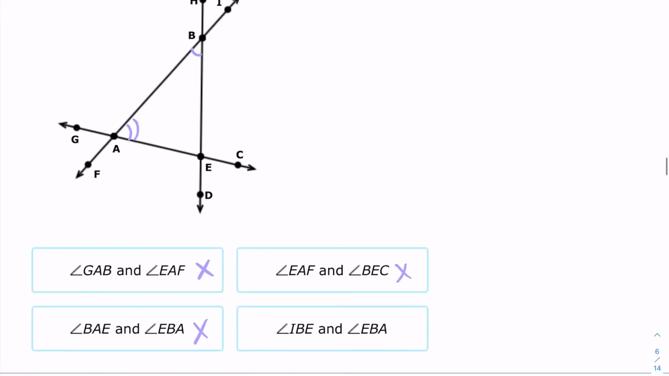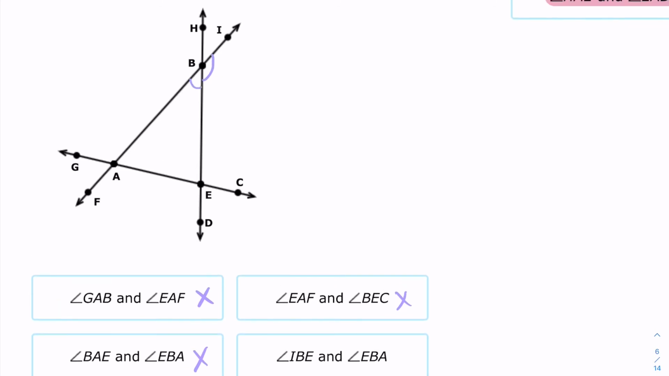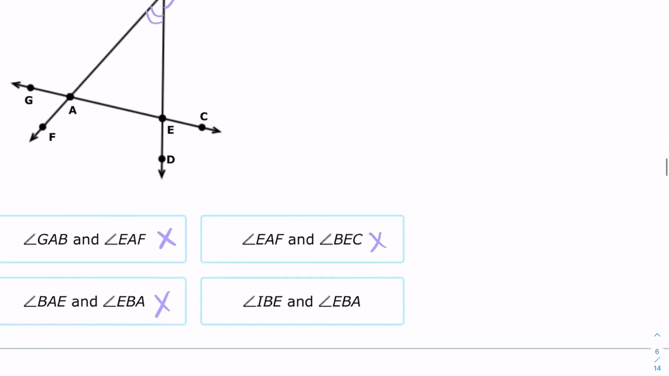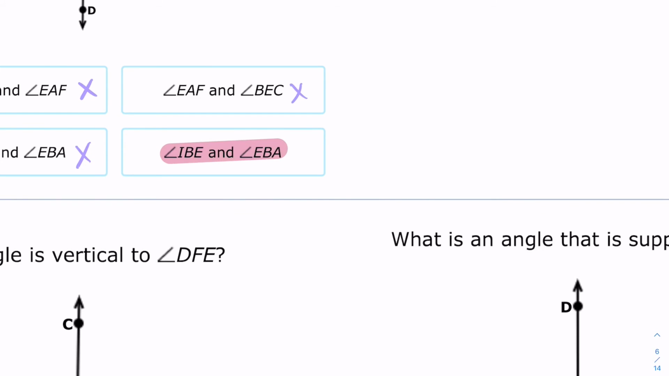So the last one is IBE, which is this one right here, and EBA, which is this one right here. And look at that. Ding, ding, ding. These two are along the line, so they are 180 degrees. So that one is our answer. Those two are supplementary.